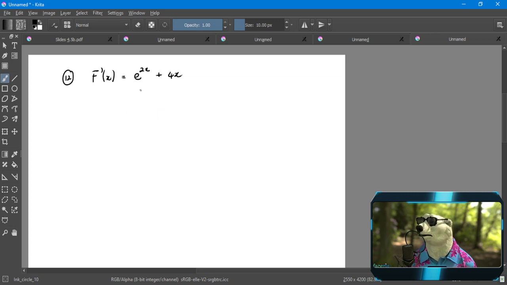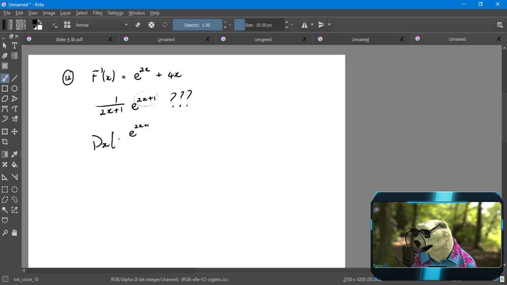I see some people say, oh, well, it's going to be e to the 2x plus 1, and then I have to put a 1 over 2x plus 1 in front so that it can cancel when the power rule brings it out in front. But the power rule doesn't apply to an exponential function. If I try and take the derivative of this, it's a quotient rule situation.